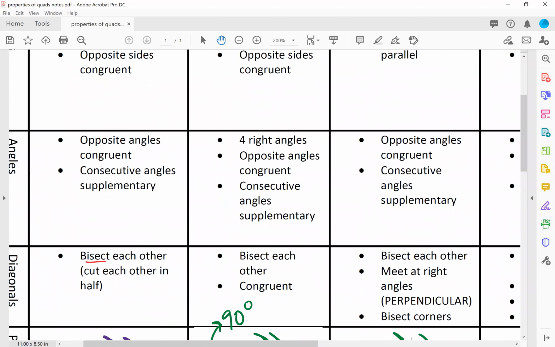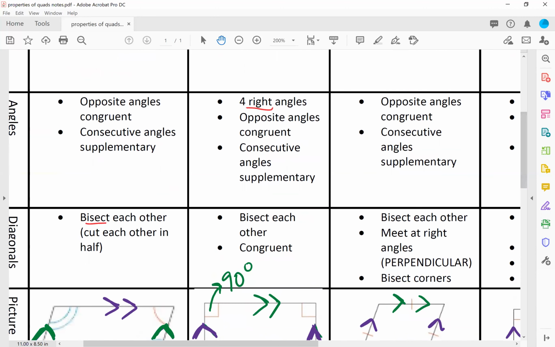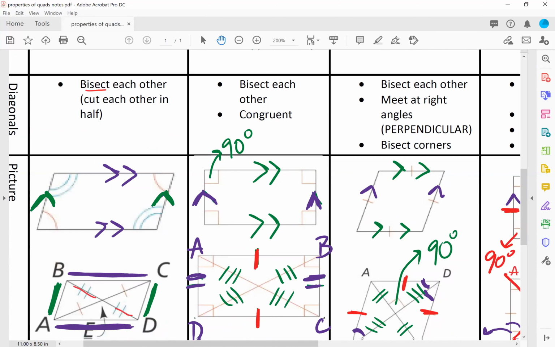Okay, now angles. This is where it starts to get a little bit different. For a rectangle, it has 4 right angles in the corners. And again, your opposite angles are going to be congruent, and the consecutive ones will be supplementary. So in a rectangle, all 4 of the corners are all 90 degrees.